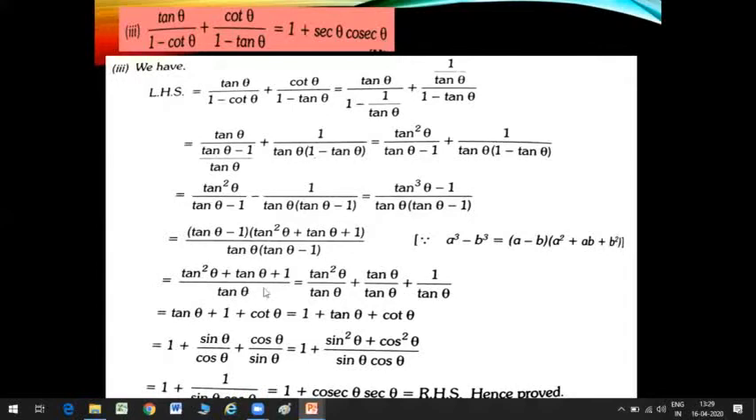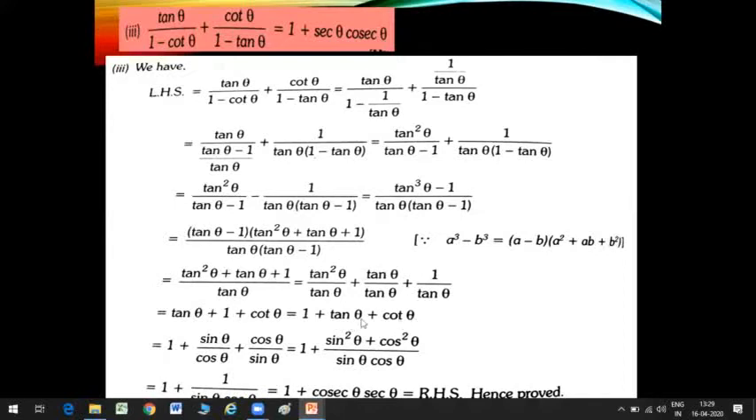Then in the numerator, we have now tan square theta plus tan theta plus 1, divided by tan theta in the denominator, which is equal to, now we can separate these terms with this plus sign. We can write this as tan square theta by tan theta, plus tan theta by tan theta, plus 1 by tan theta. So which is equal to, now here in the first term tan theta with this square cancel, so it is tan theta. Second term, tan theta gets cancelled, it is 1, and third term it is 1 by tan theta. We can write this as cot theta. So this is equal to 1 plus tan theta plus cot theta.